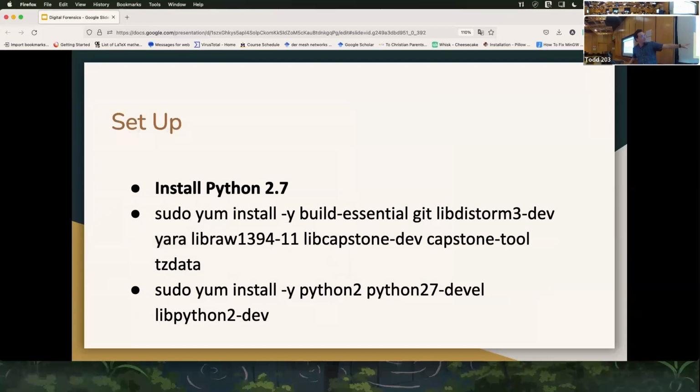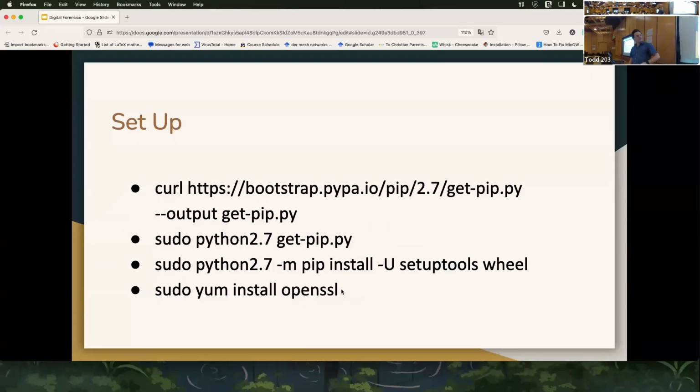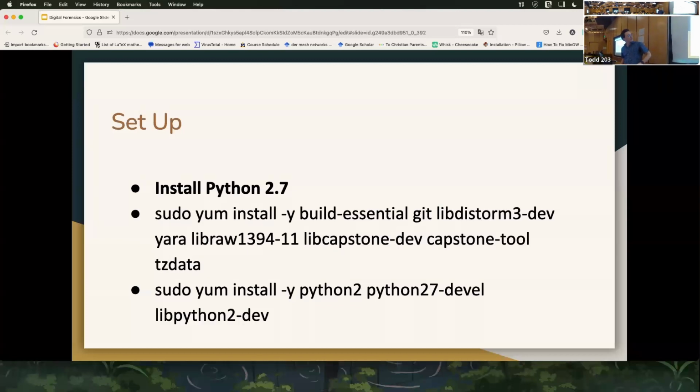Austin, these all looking good, more or less? I think they only need to do the last one. Only need to do tzdata? Back one. Yeah, sorry, I guess have them do all of it. Cool.